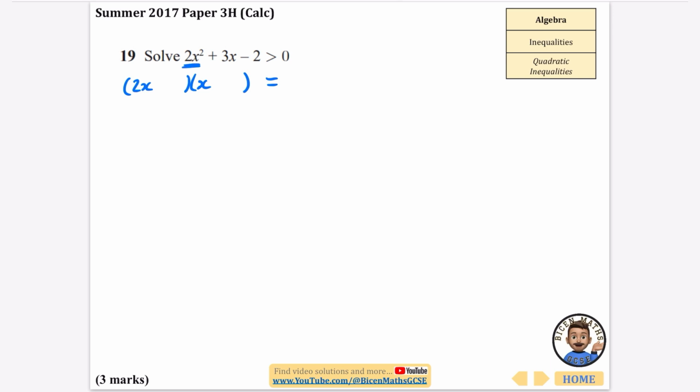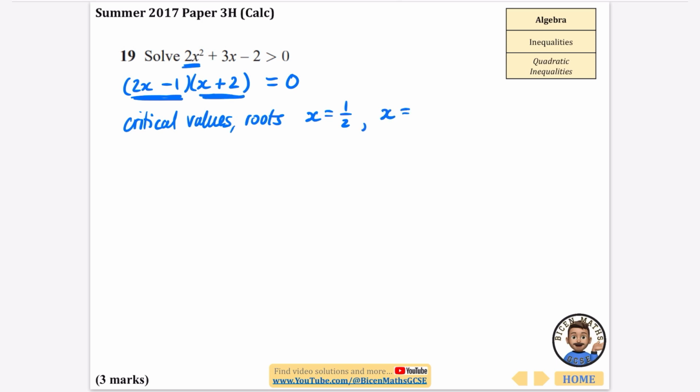Well, if I had a +2 over here, and a -1 over here, I would get 4x minus x, which would give me the 3x. So I've definitely got this part right. So I'm going to find out what my critical values are. My critical values, also known as the roots, from this first one that we've got, x would be equal to 1/2 when that bracket is equal to 0. And from the second bracket that we've got here, this is when x would be equal to -2.